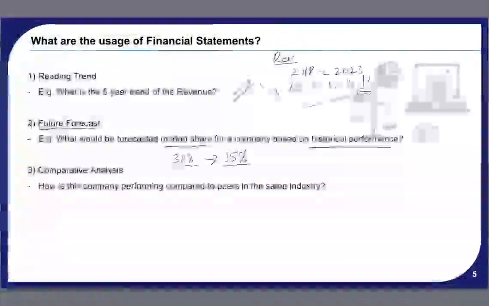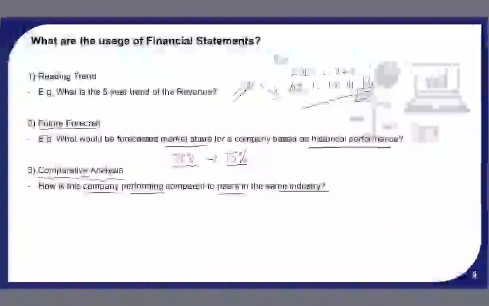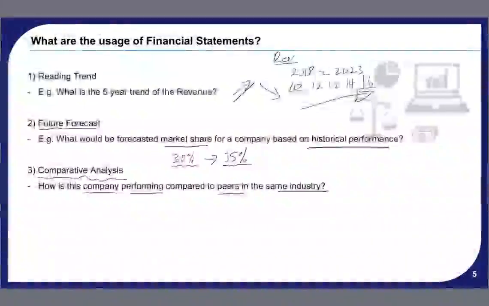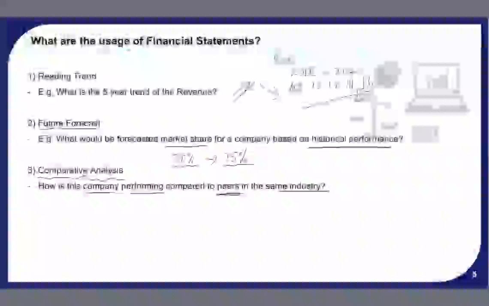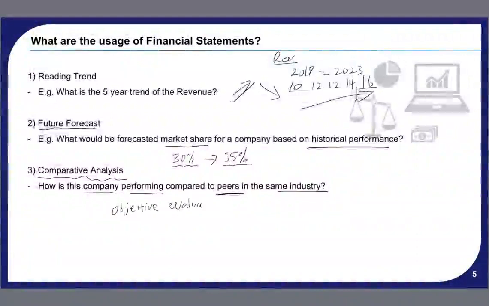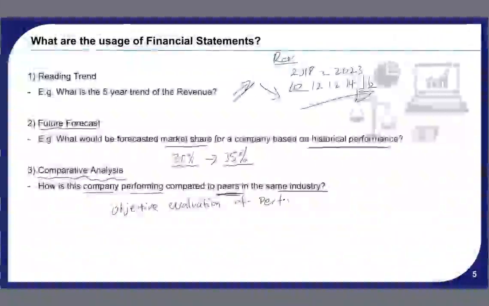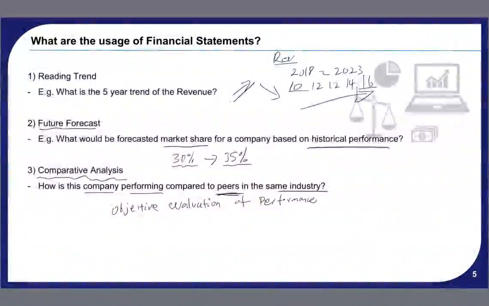And thirdly, comparative analysis. This is also very, very important. How is the company performing compared to peers in the same industry? You all have probably heard of things called peers, which means similar companies within a similar industry. And in order to have an objective evaluation of performance, we need to have a certain benchmark or standard that we can compare to, okay?